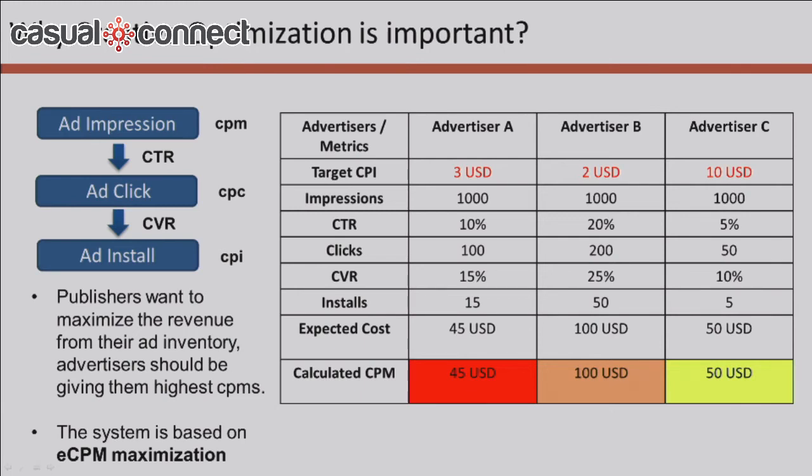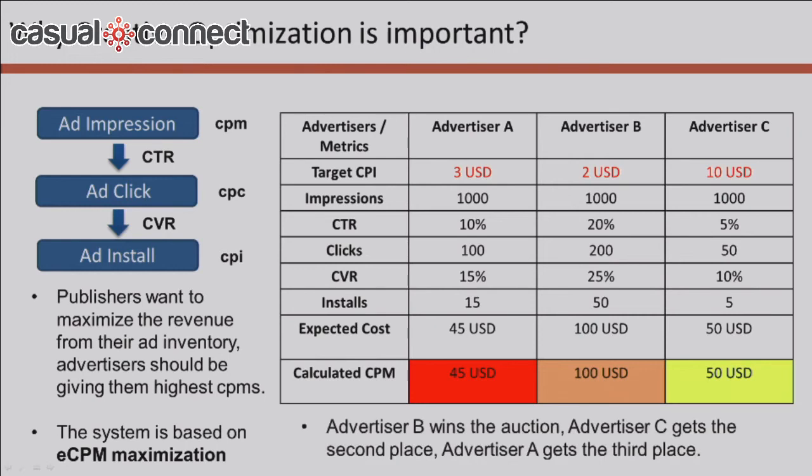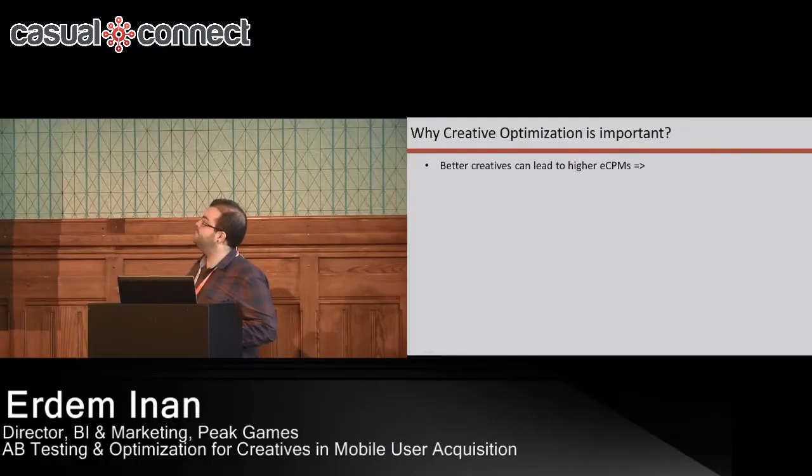The reason that I'm showing you this is that advertiser B, although she's willing to pay less for an install, can make the publisher of this ad earn a lot more than the other ones: $100 for the same amount of impressions. So this is a typical way an ad impression auction happens at the moment. In this one, advertiser B wins the auction, and advertiser C can only outbid advertiser B by paying more for the same install.